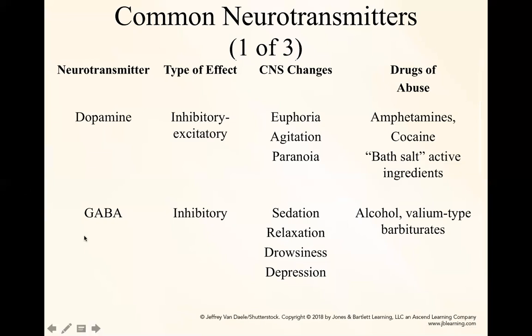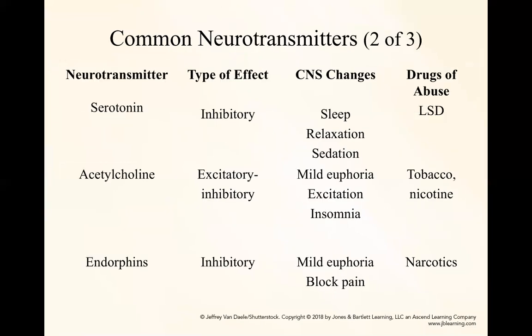You'll hear about GABA. GABA is inhibitory. And so these are the drugs that either inhibit GABA or stimulate GABA, that neurotransmitter being released into your system. Serotonin: you'll see that LSD is the drug that really pushes the serotonin. Tobacco, nicotine, probably one of the most addictive drugs, pushes acetylcholine.